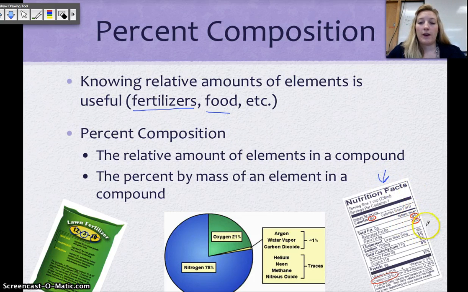We have percent daily values here, and we also have the amounts of what are in the food. We could figure out what the percent composition is. You would even see it when you breathe, because there is a percent composition of oxygen in our atmosphere, about 21%. But most of the air we breathe is nitrogen, about 78%. So percent composition is just the relative amounts of elements in a compound. And we take this using the mass of an element, the percent by mass of an element in the compound.